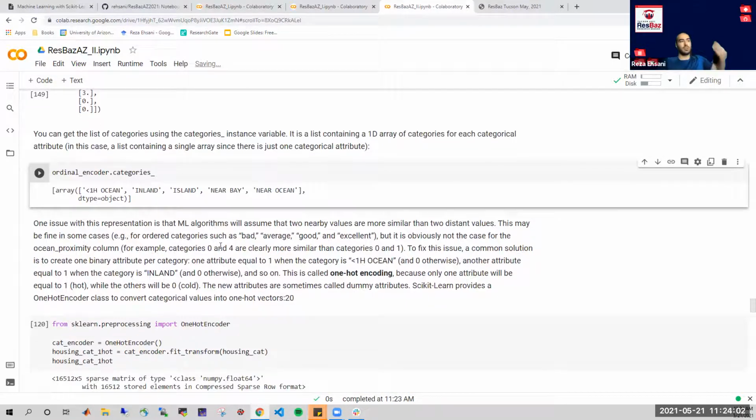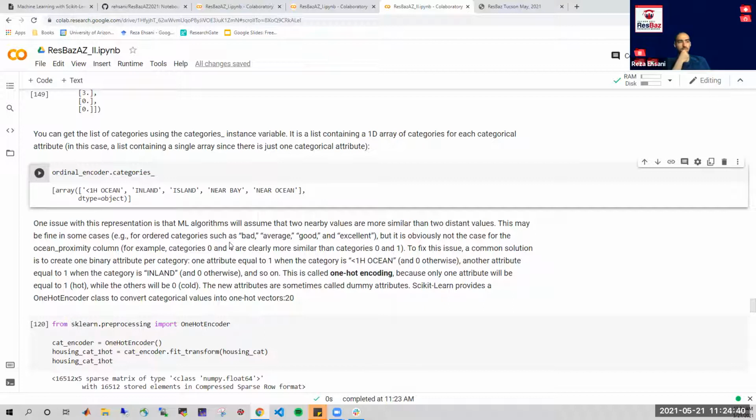One issue with this representation is that machine learning algorithms will assume that two nearby values, for example 1 and 2 in this case, are more similar than two values that are distant from each other, like 0 and 4. This may be fine in some cases, for example for ordered categories like bad, average, good, and excellent. But obviously, this is not the case for the ocean proximity column. I mean, the distance between inland and island is not necessarily similar to the distance between island and near bay.